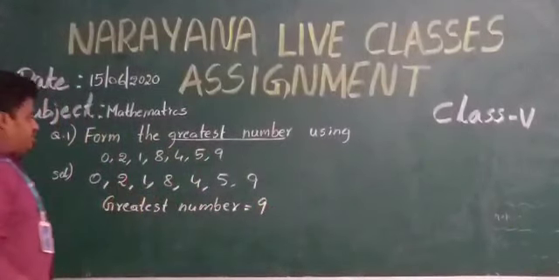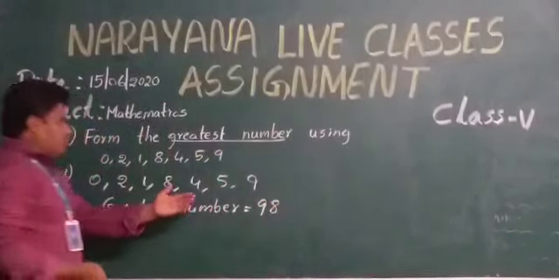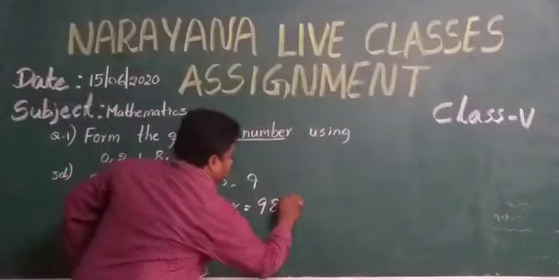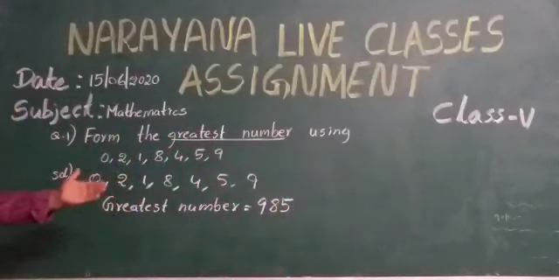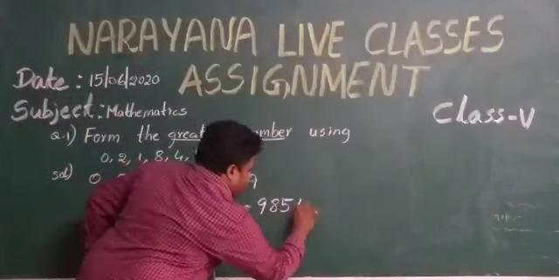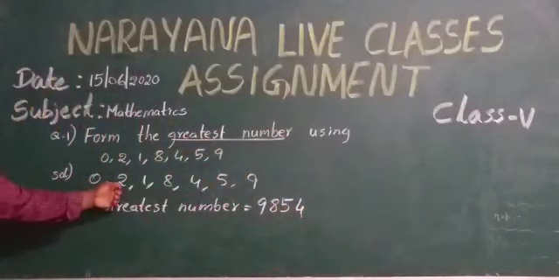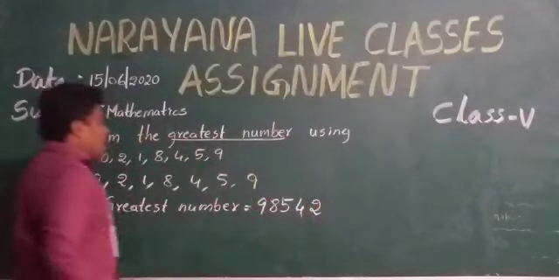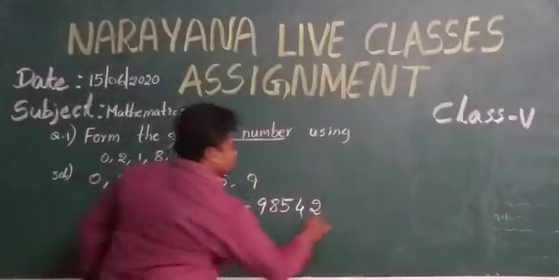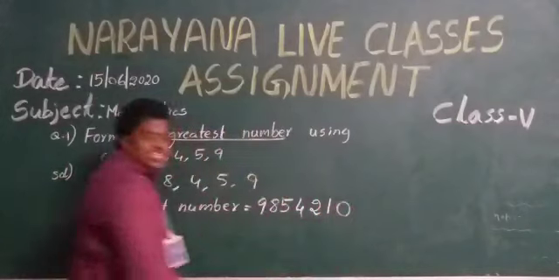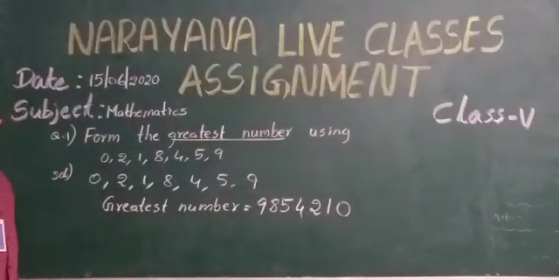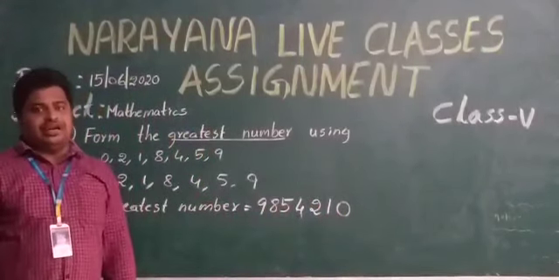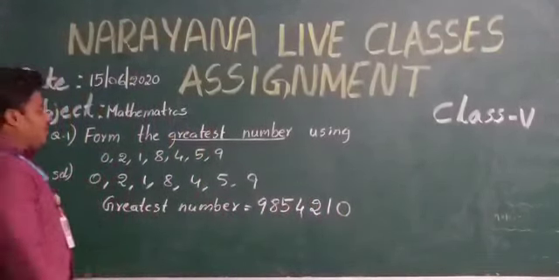Next 8. Next digit after 8, which is that? 5. Next after 5, 4. After 4, 2. After 2, 1. And the last digit is 0. I have to arrange the digits from greatest to smallest to form the greatest number. So what do we get?